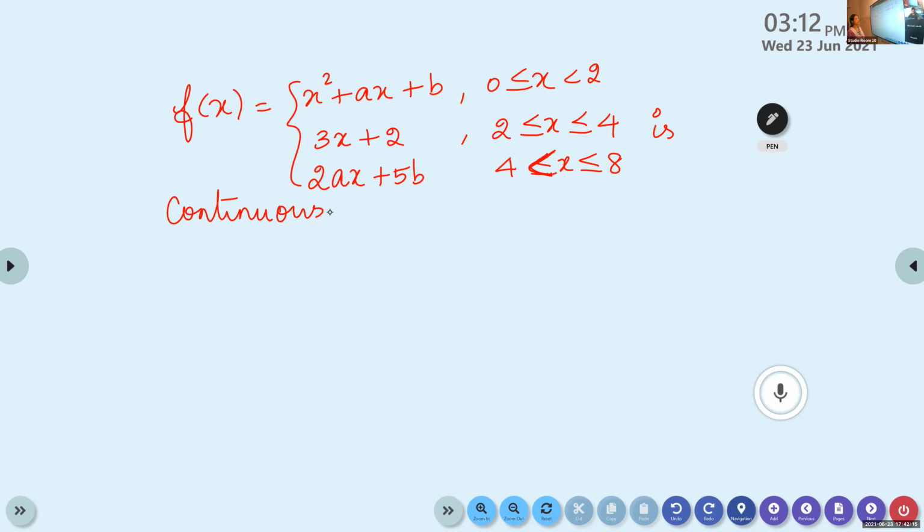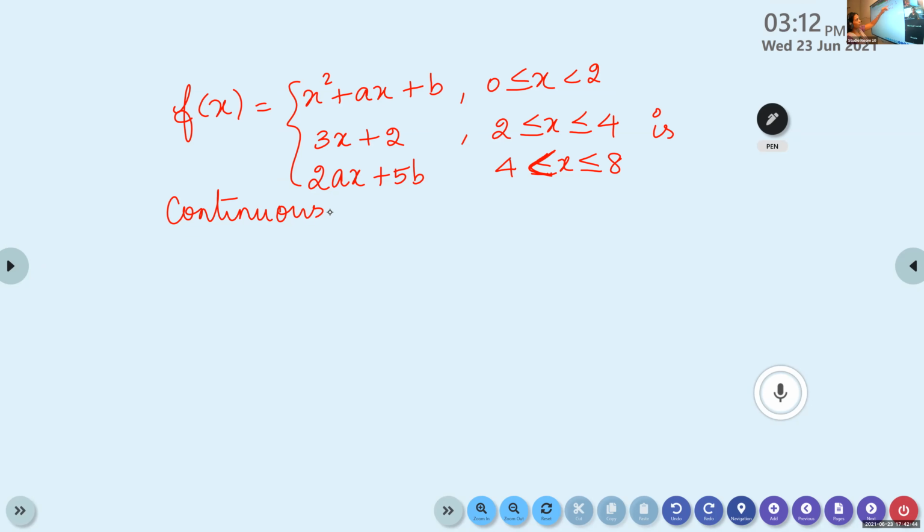f of x is given like this: x square plus ax plus b, where 0 is less than or equal to x less than 2; 3x plus 2, where 2 is less than or equal to x less than or equal to 4; 2ax plus 5b, where 4 is less than x less than or equal to 8. So now look at the point 2. At the point 2, the function is split. Yes or no? It is changing there. Less than 2, one function is there. Greater than 2, another function is there.